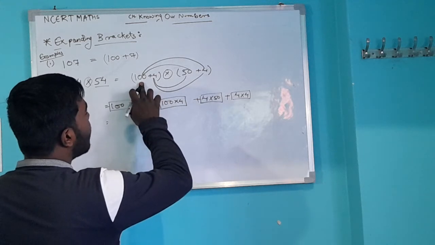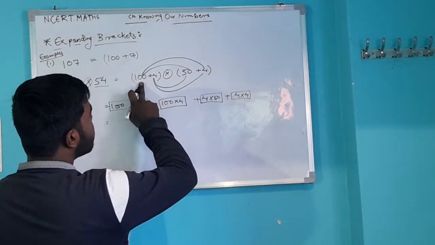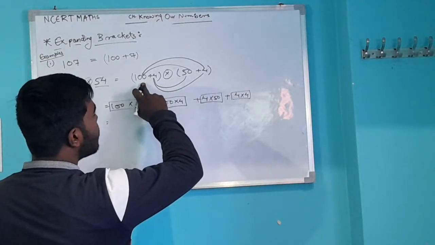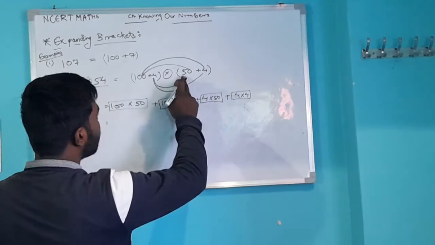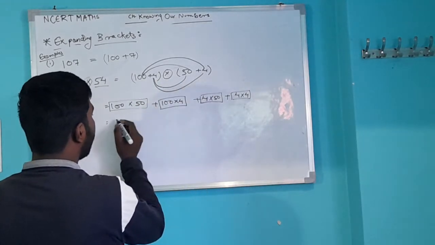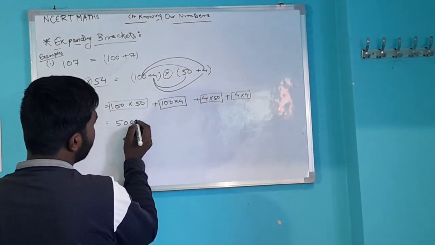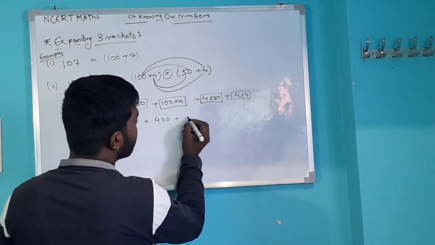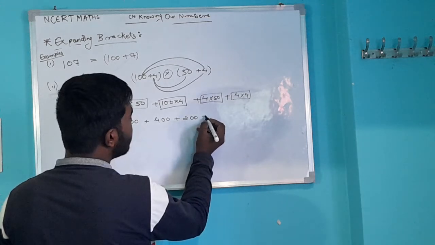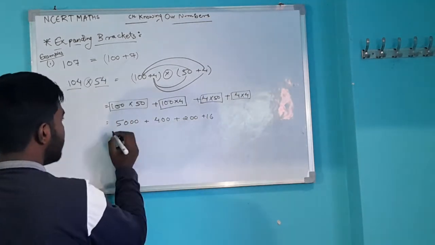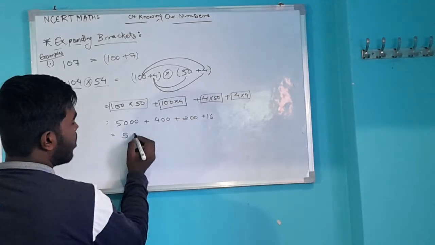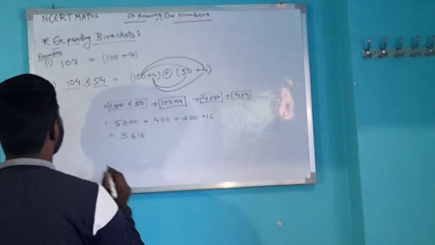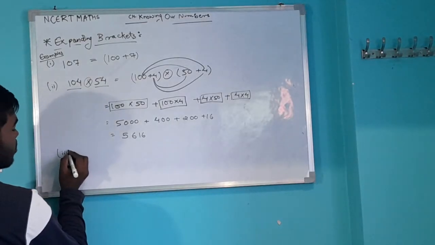Again I tell you how this expansion occurs. First we multiply the first number of the first bracket to the first number of the second bracket. Then we multiply the first number to the second one, and the second number to the first, and second to second. Here we get 5000 plus 400 plus 200 plus 60. Now we simply add this to get 5660. This is the simplest form, which gives our answer.